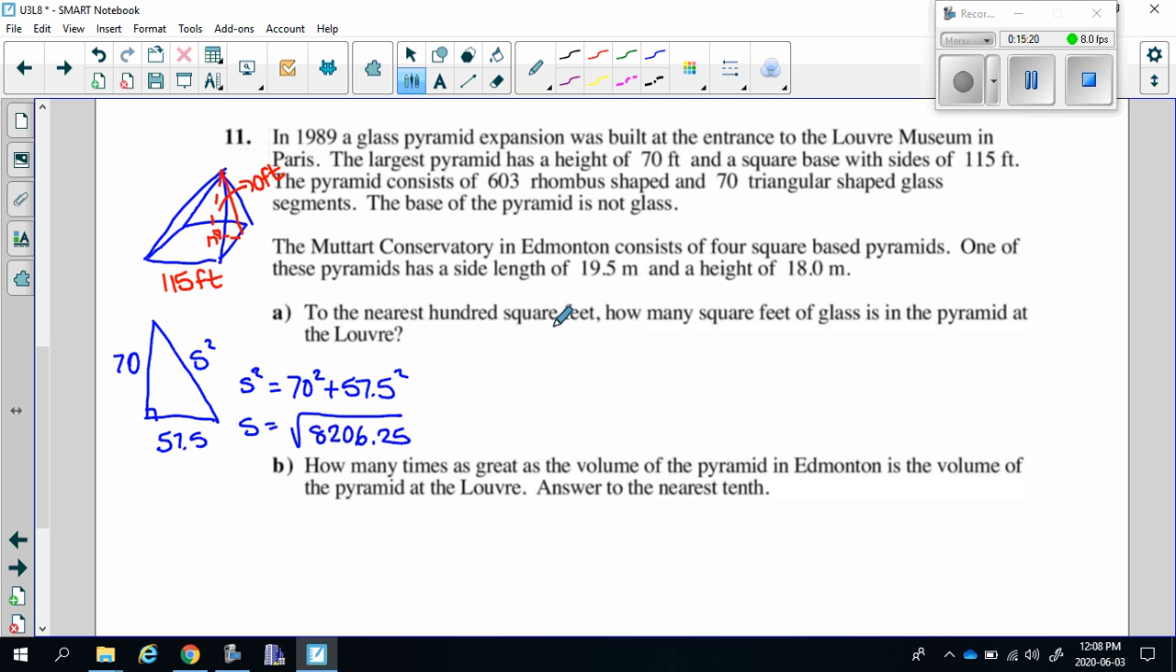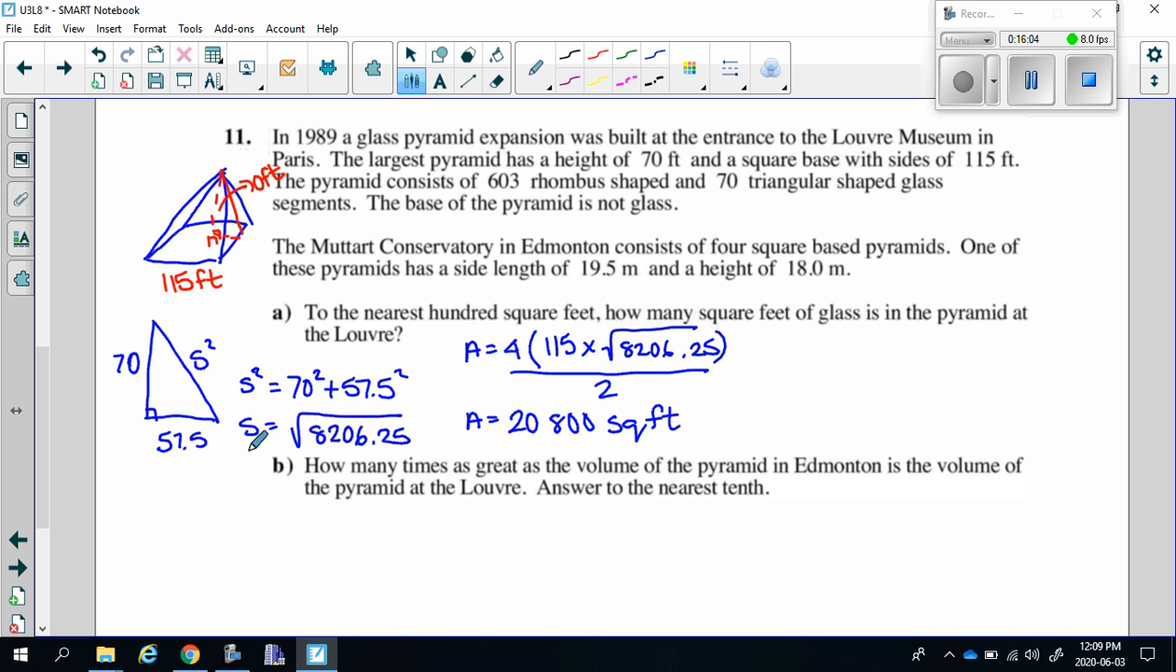So we want to the nearest 100 square feet. So we've got 4 triangular faces. So my area is going to be 4 times 115 times the square root of 8,206.25 divided by 2, and it gives me an area of 20,800 square feet.